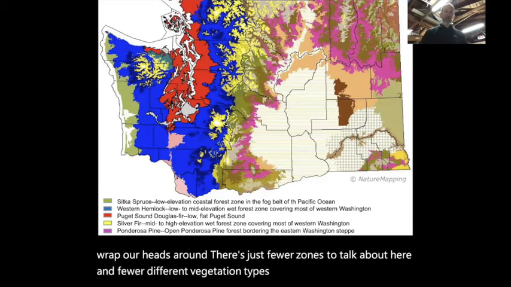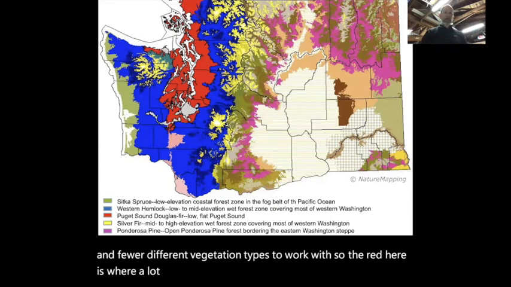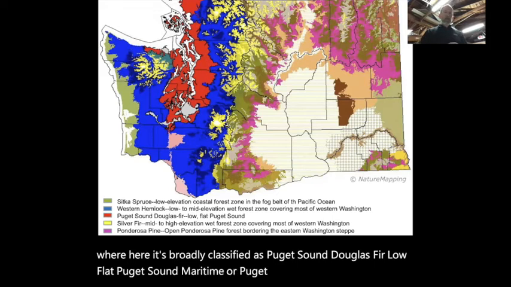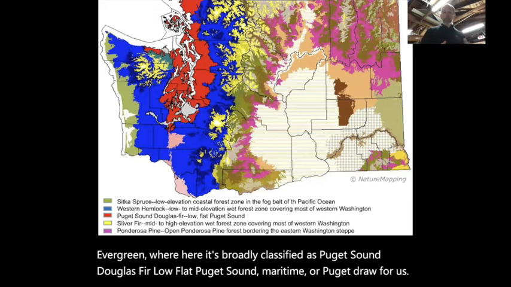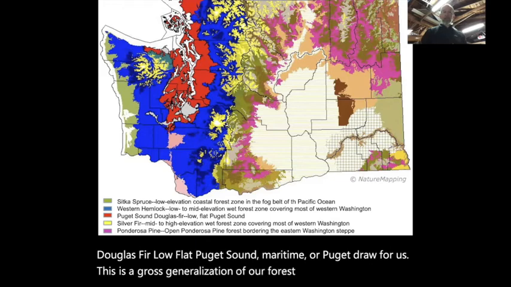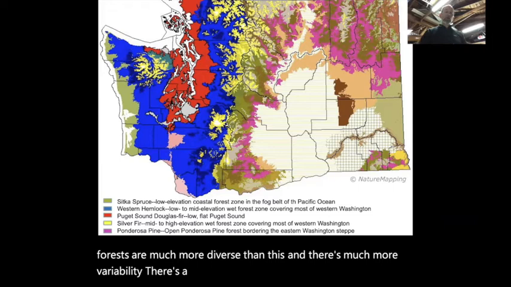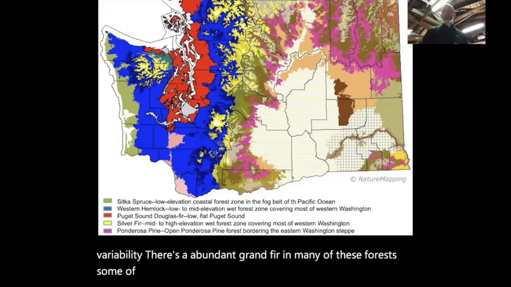So the red here is where a lot of us are spending our time if you're near Evergreen, where here it's broadly classified as Puget Sound Douglas fir, low flat Puget Sound, maritime or Puget trough forests. This is a gross generalization of our forest types in this area. Our forests are much more diverse than this, and there's much more variability. There's abundant grand fir in many of these forests. Some of these forests are wetter and some of them are drier.